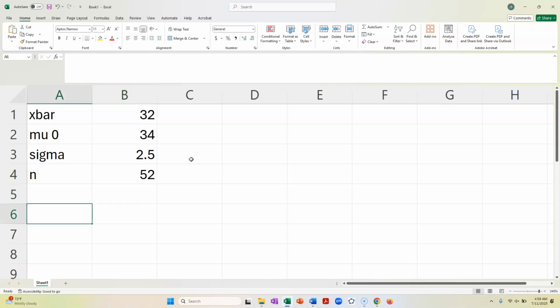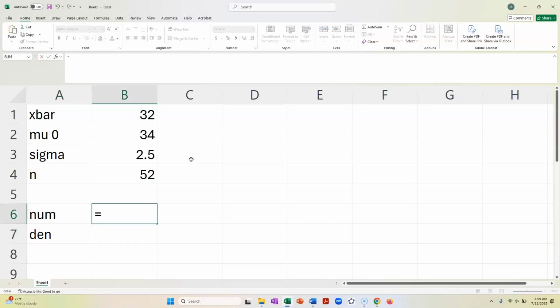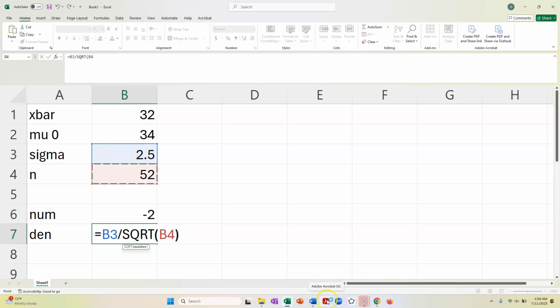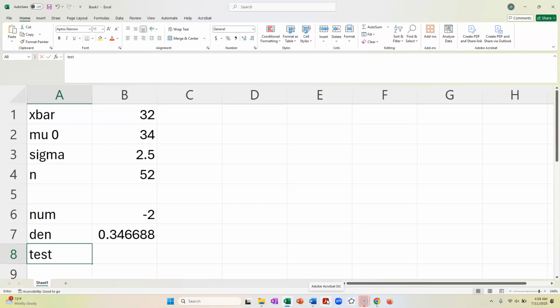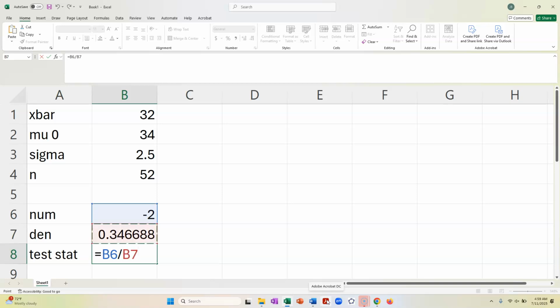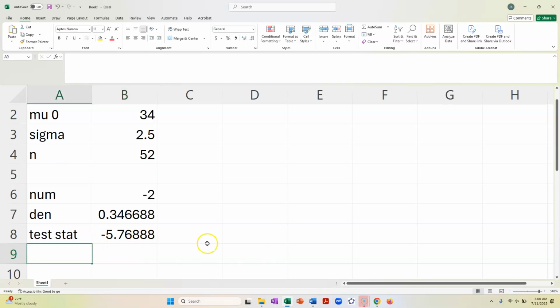Okay, so now for the test statistic, I'm going to do numerator and denominator. So numerator, and I know you could probably do this all in one line. I am strongly, please, strongly encouraging you to do this by numerator and denominator separately and then divide the two, because order of operations will mess with you. Denominator is sigma divided by square root, sqrt, 52. Okay, there you go. And then our test stat is just going to be numerator divided by denominator. Okay, so this is negative 5 point whatever number.